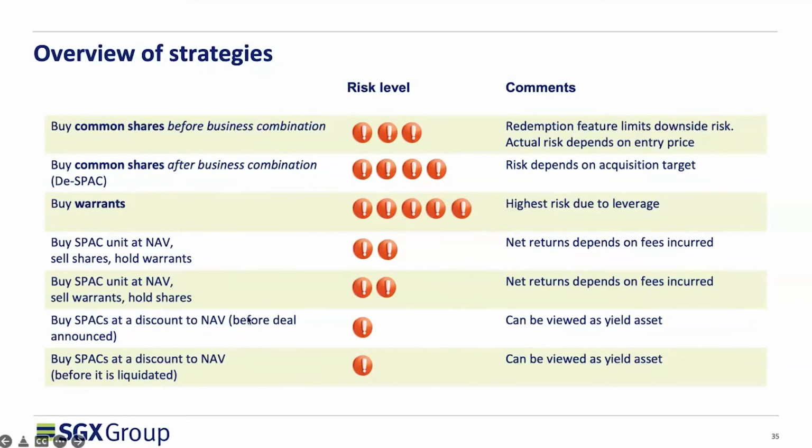On the other hand, if we were to buy the SPAC at below the NAV, then our risk would be relatively lower because of the various protection mechanisms that are in place, and more importantly, the redemption feature that allows us to take back our capital before the completion of the business combination.